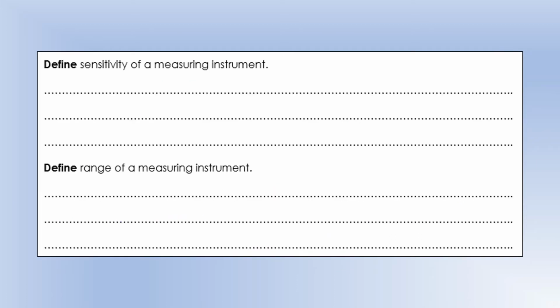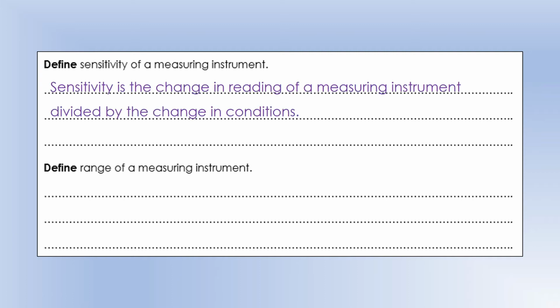Okay, so moving on to something I mentioned earlier. I was talking about the sensitivity of the manometer, and I said if we used a less dense fluid, that would be a more sensitive measuring instrument. So what is sensitivity? Well, it's the change in reading of a measuring instrument divided by the change in conditions. With a manometer, you get a height change, so that's the change in reading, and the change in conditions will be the difference in the pressures from before and after.